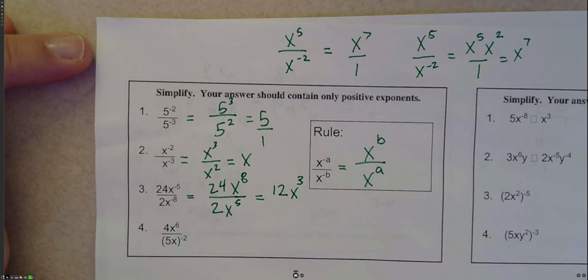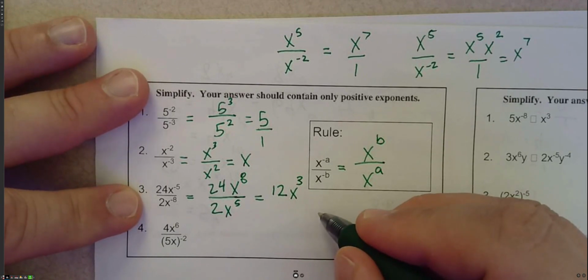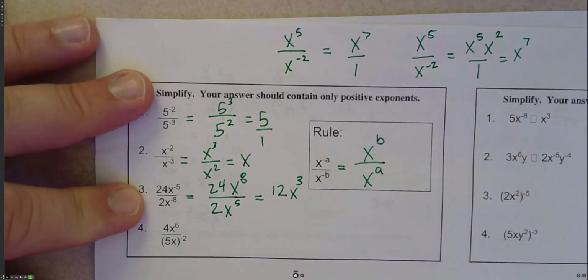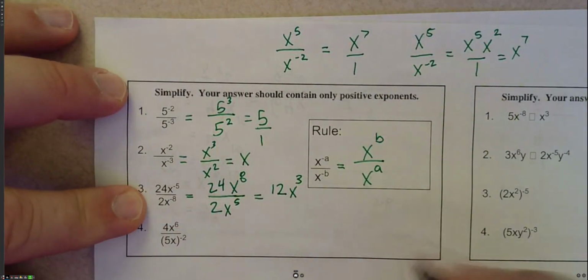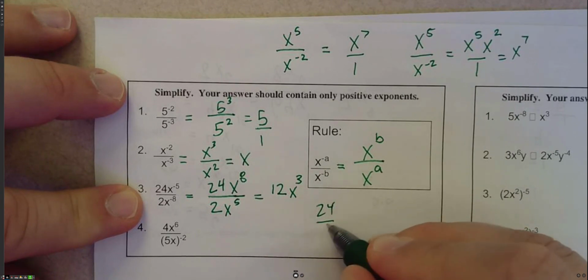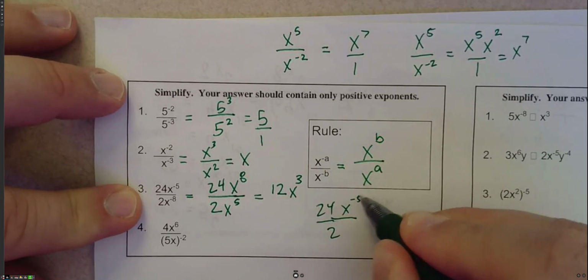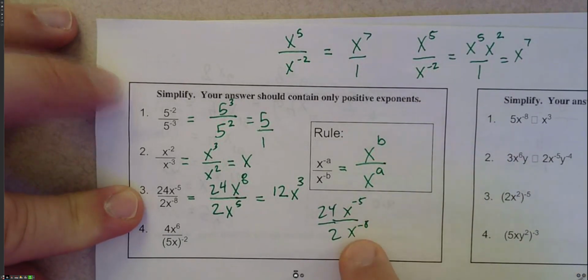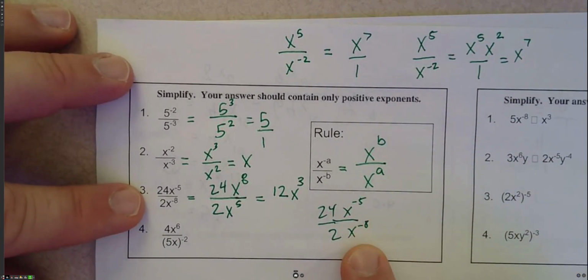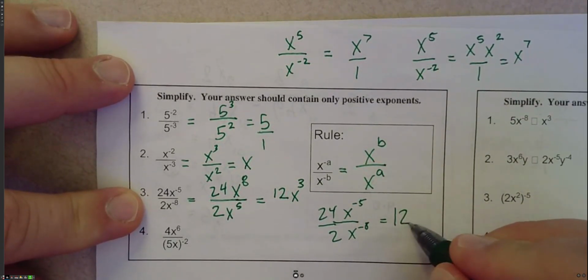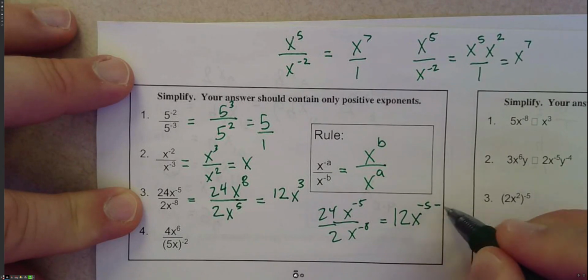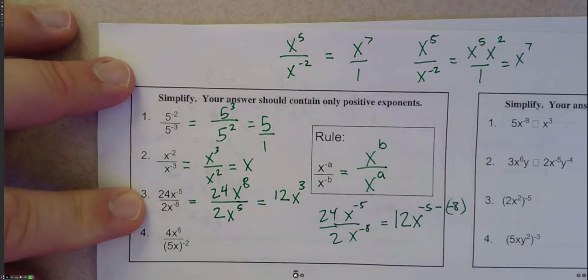Wait, so what if you did it the other way? What other way? The first one that you did at the top, where you add them. Why didn't you do it that way? Oh, up here? I could have, right? I could have said 24 over 2, x to the negative 5th over x to the negative 8th. Really, because this is division, I should be subtracting. So I could say I know that this is going to be 12, x to the negative 5th minus negative 8. So that ends up being 3.